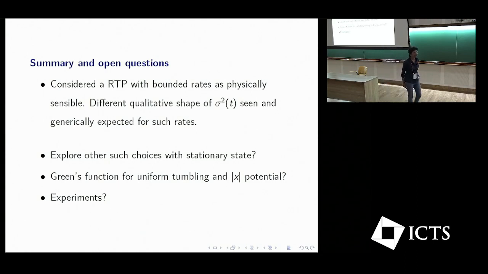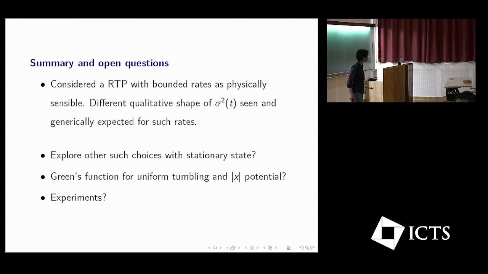In the long time regime of the mean square displacement, you always see that it is non-diffusive. The long time is decaying towards the stationary. Are you talking about homogeneous rates? I think you're talking about the long time, which for homogeneous rates is T, except if the tumbling rate becomes zero, then it's a constant.